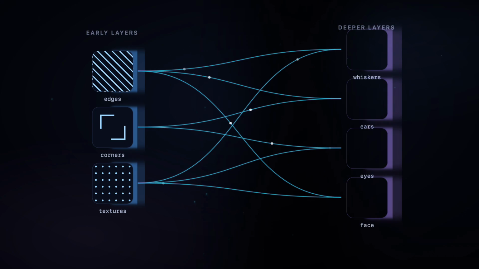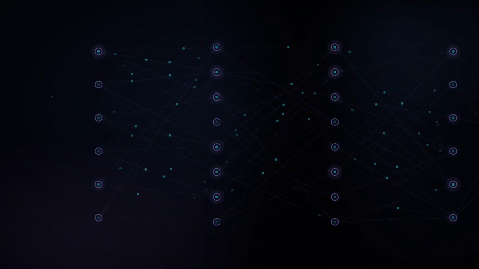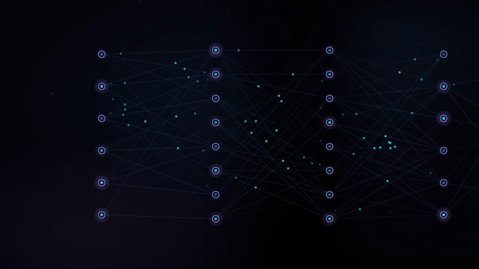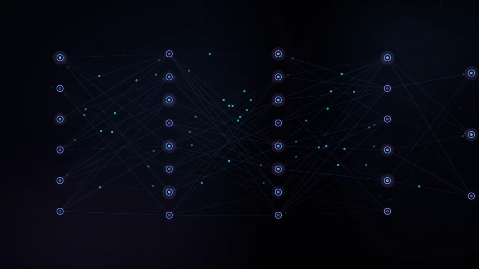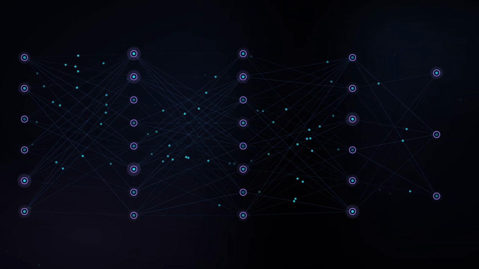This is where deep learning gets its name. Early layers detect simple patterns. Deeper layers combine those patterns into increasingly complex features, until the network can recognize an entire object.